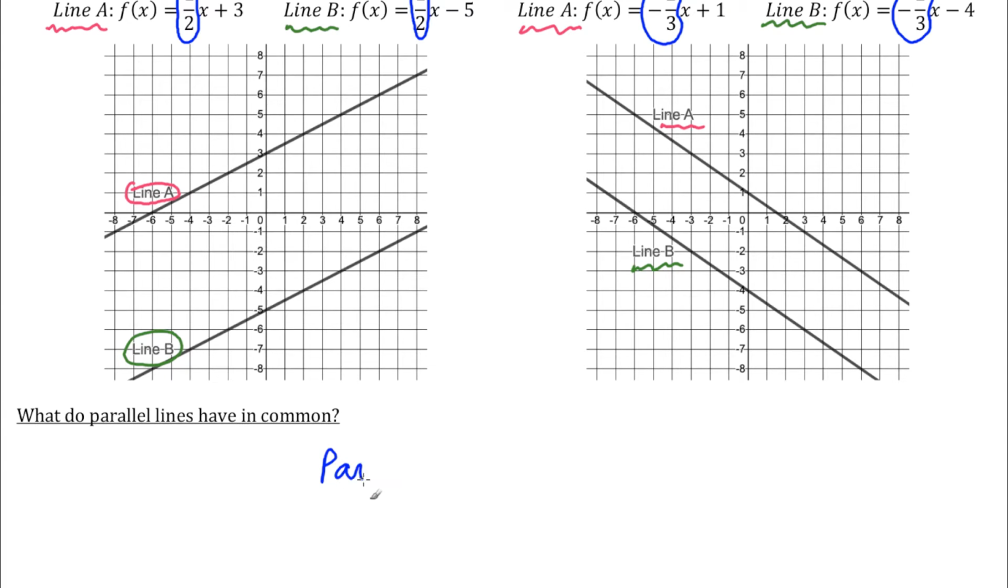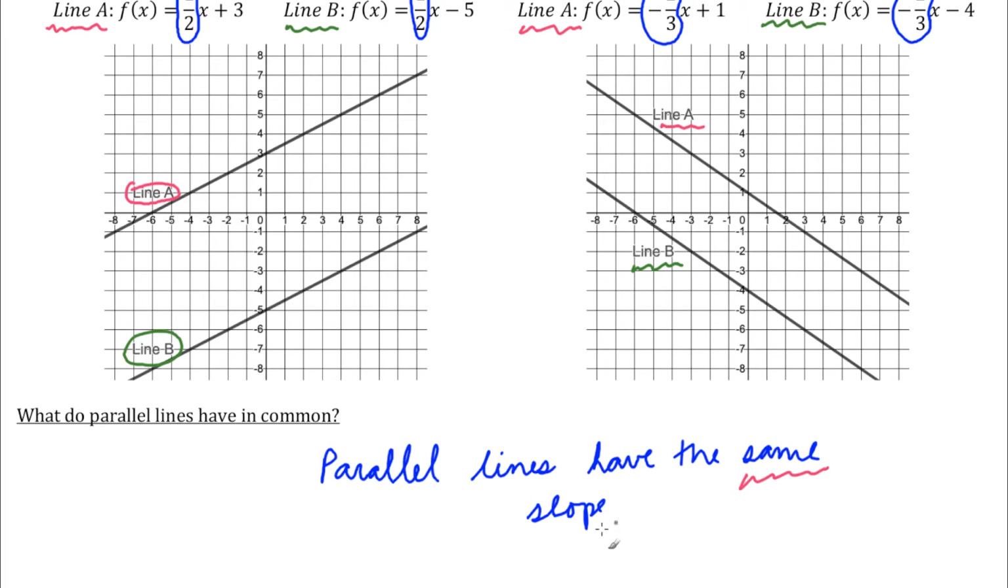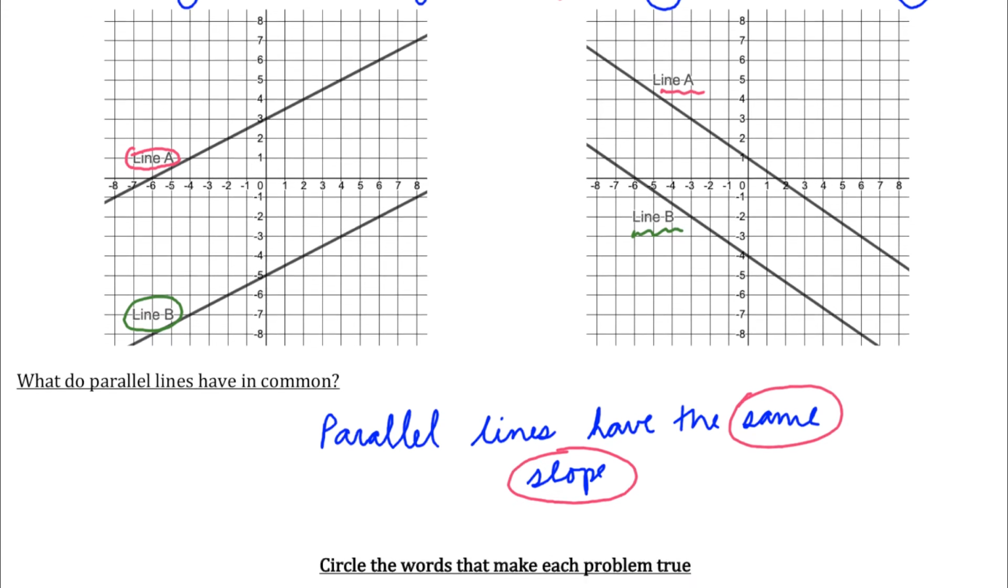So parallel lines have the same slope. The same slope. All right.